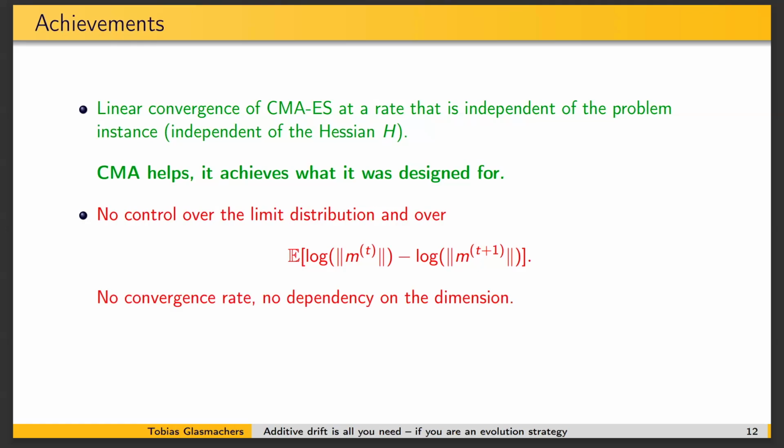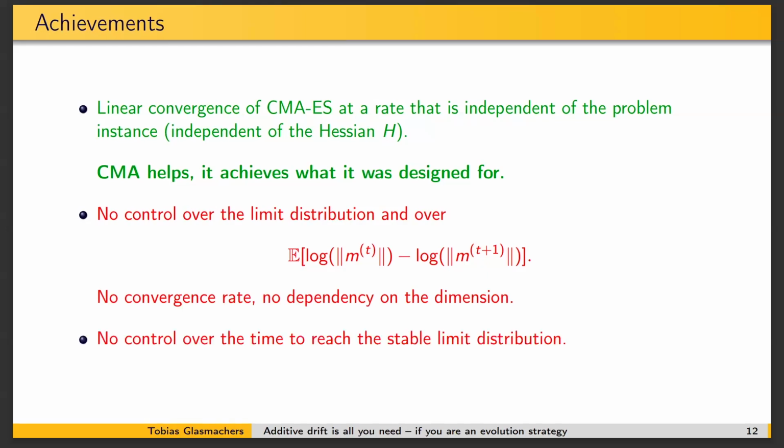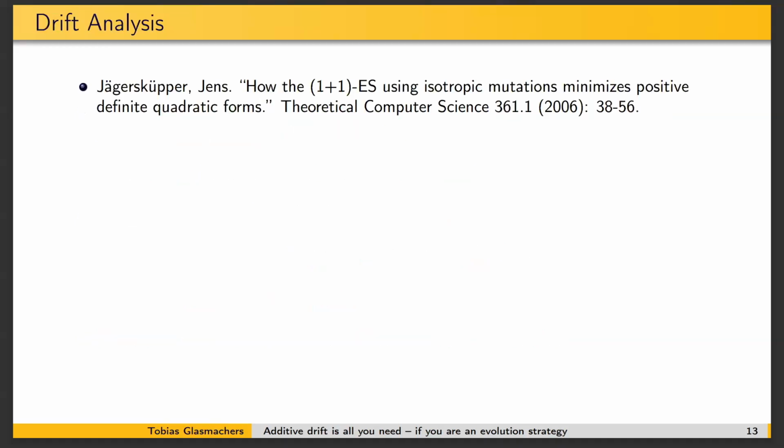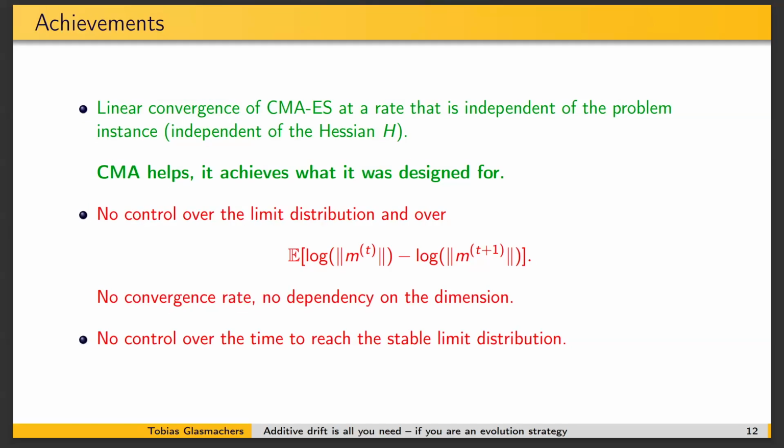So no convergence rate, and also we don't get dependency on the dimension with this approach, because we don't know how the distribution changes if we add new variables. Also, no idea how long it will take to arrive at or close to that stable limit distribution. So how long will the covariance matrix adaptation phase take? All of that cannot be done. Still, I think it's extremely important progress. And actually the only thing we really have for fully fledged CMA. Okay, so the other story.